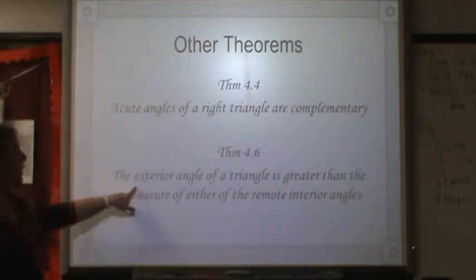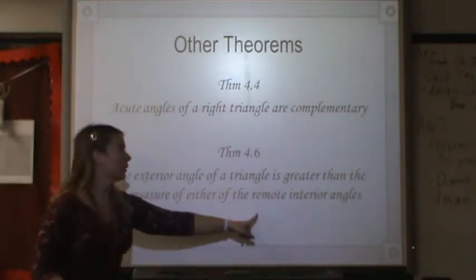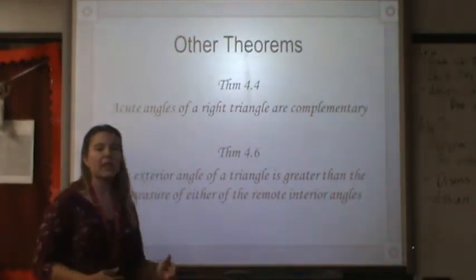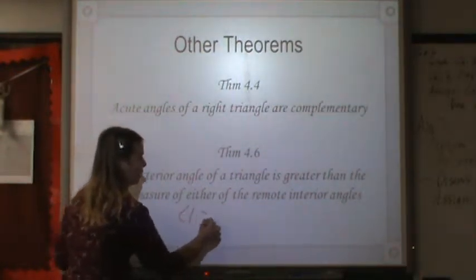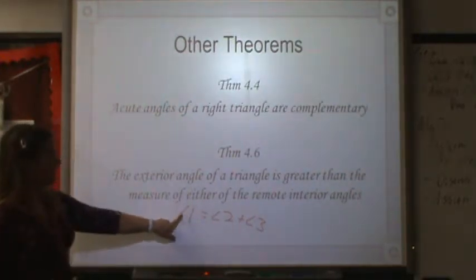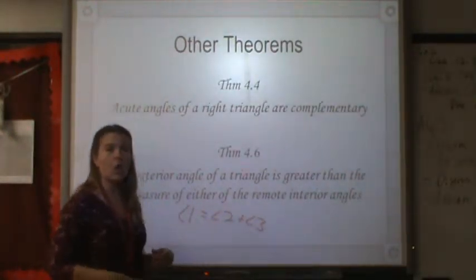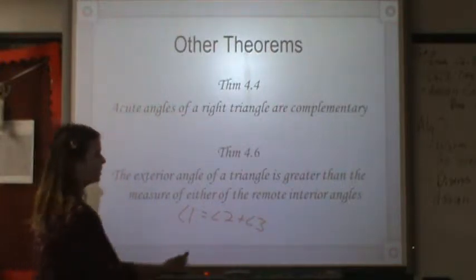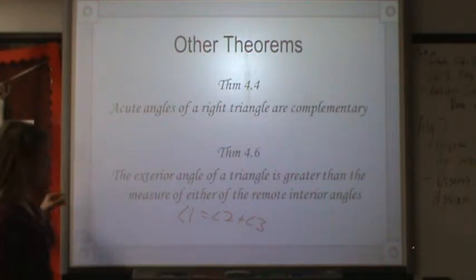Our next one, we have the exterior angle of a triangle is greater than the measure of either of the remote interior angles. That goes back to that exterior angle theorem where we said angle 1 equals angle 2 plus angle 3. So what it's telling me is this outside angle has got to be bigger than either one of those two angles, which hopefully should make sense since these two have to add together to equal that one. So that's what those two theorems say.